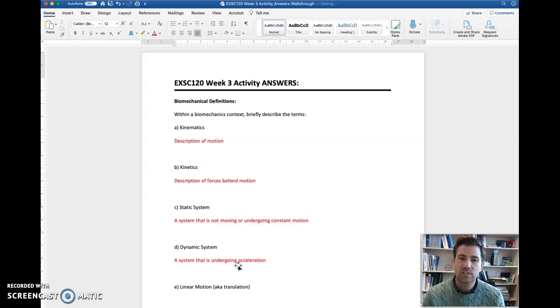A dynamic system is one that is undergoing acceleration. So it's undergoing a change in velocity or a change in motion.